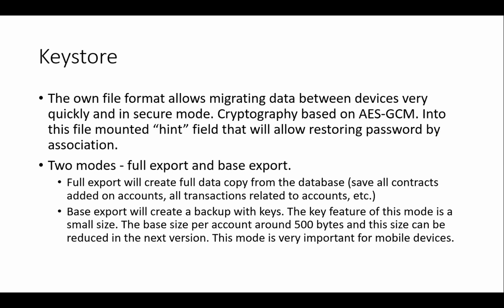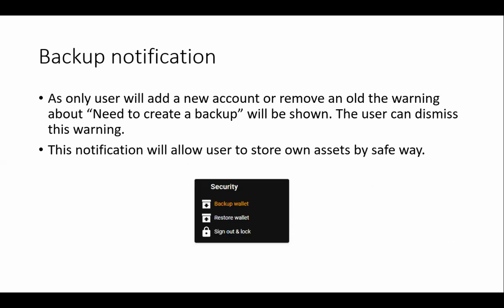The key store file has two modes, full export and base. The base size per account is around 500 bytes, and this size can be reduced in the next version. Why this size is critical will be described in the next section. This slide describes the backup notification feature: as soon as the user adds or removes an account, a warning about the need to create a backup will be shown.